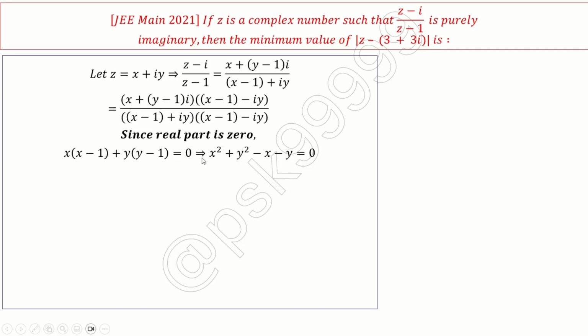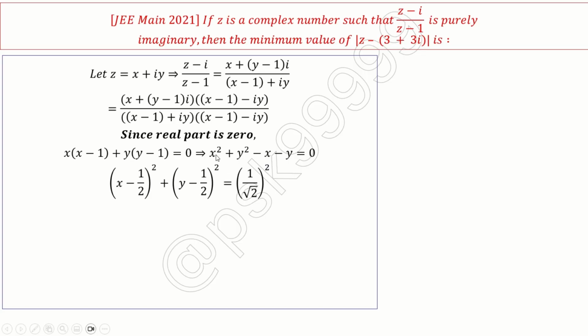Okay, so this is my numerator, and if I simplify, what I will get is x square plus y square minus x minus y equal to 0. This is the equation of a circle. If I simplify it into the exact circle equation, what I will get is (x minus 1/2) whole square plus (y minus 1/2) whole square equal to (1 by root 2) whole square.